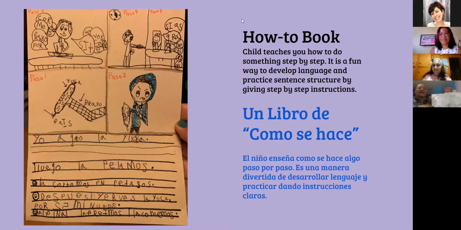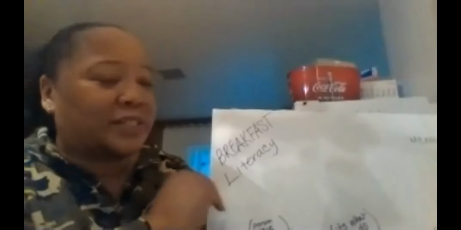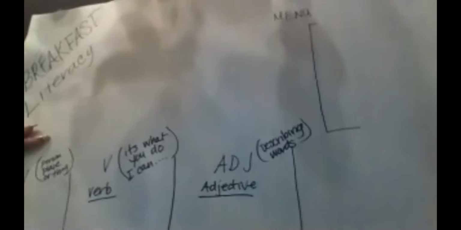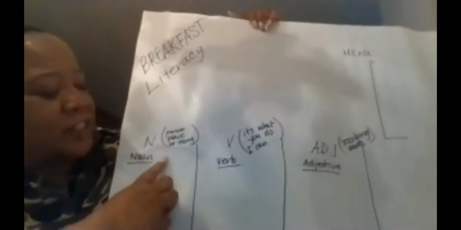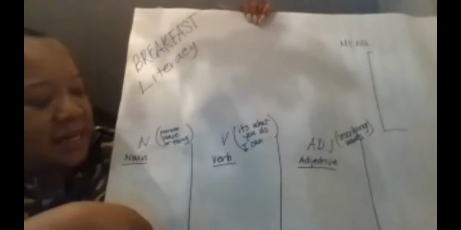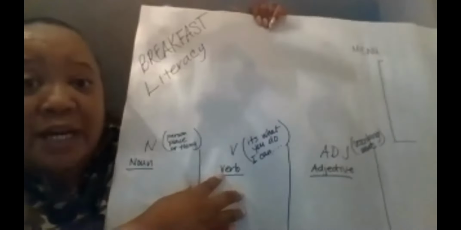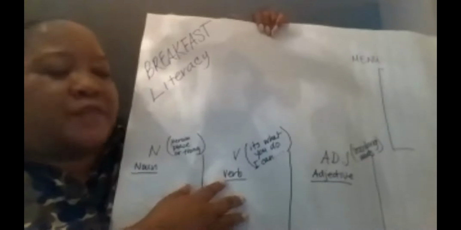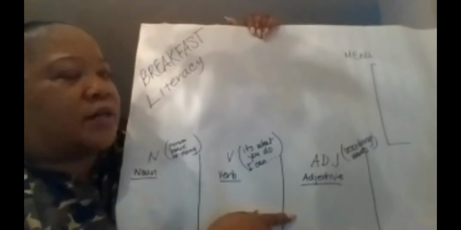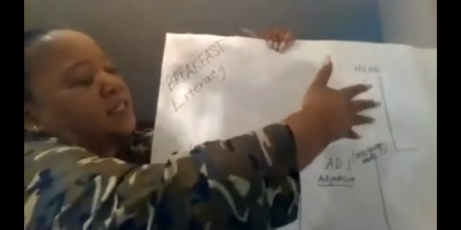Just a quick note. Learning happens anywhere, everywhere at home. Why not do it over breakfast? Breakfast literacy. You can start with the menu, what you're going to have, for your kids in the corner right here. I don't know if you can see it. And then you can break down those words into parts of speech. A noun is a person, place, or thing that goes in this column. A verb is just what you do. You know that it's a verb if you can put "I can" in front of it. And then an adjective is a describing word. So you can sort what you're having into these columns and then put them into sentences afterwards.